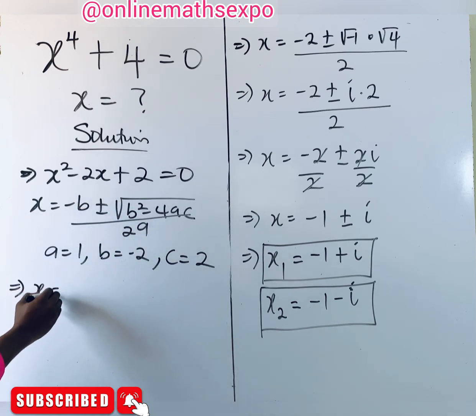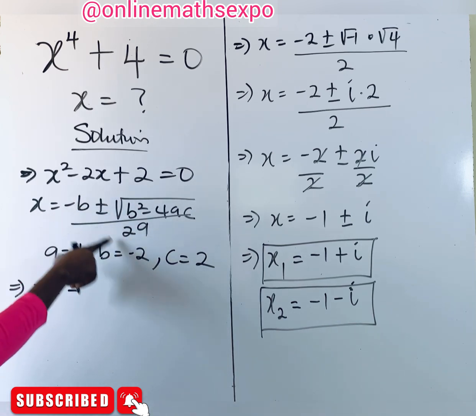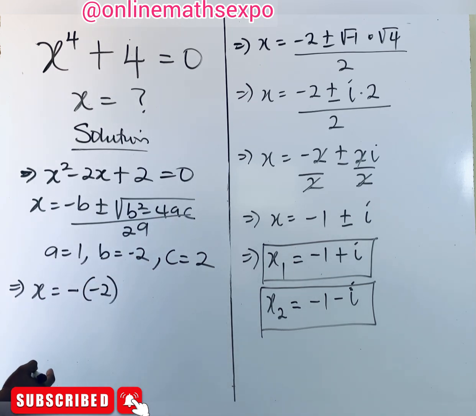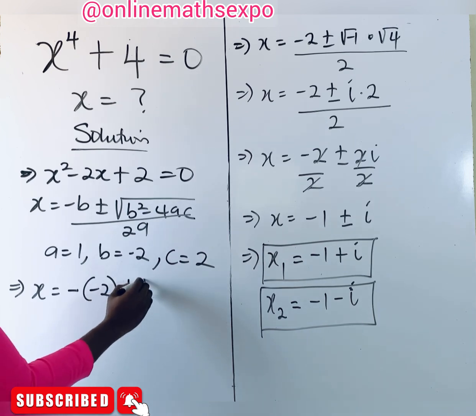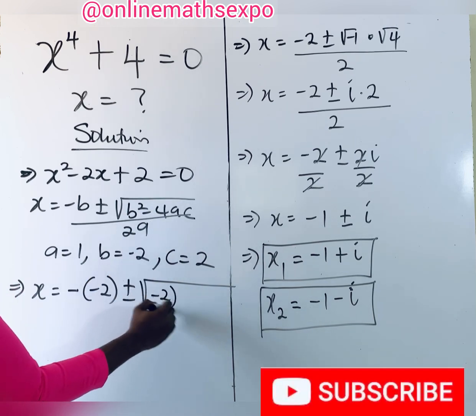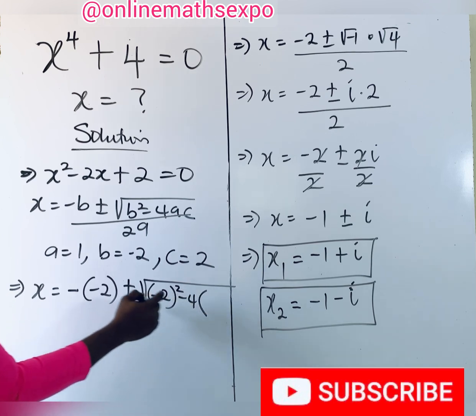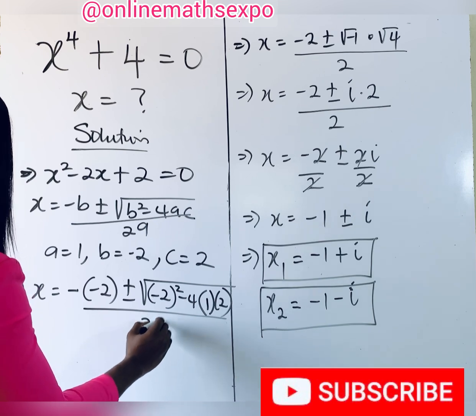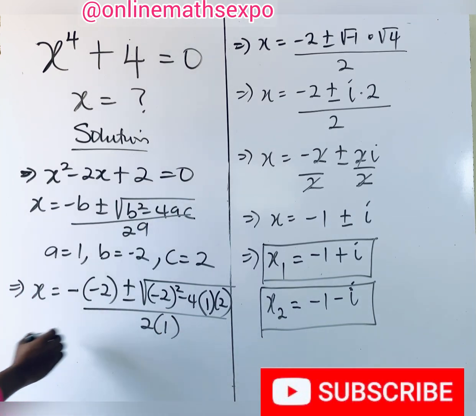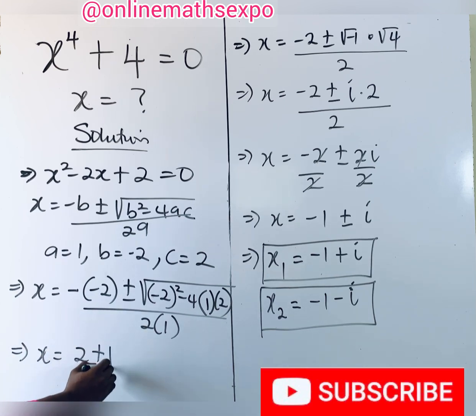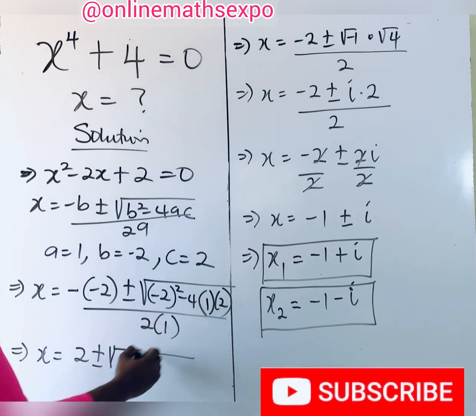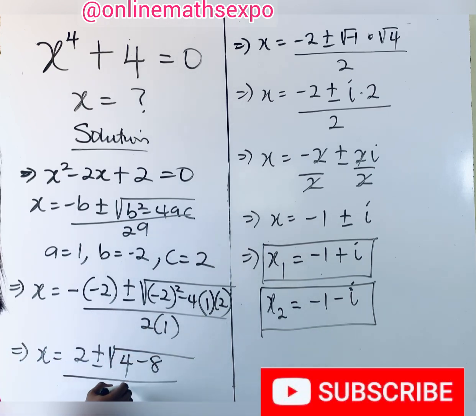We have x is equal to negative of this negative 2. Please be careful at this point. Then plus or minus square root of negative 2 squared minus 4, our a is 1 multiplied by 2, all divided by 2 multiplied by 1. So x is positive 2 plus or minus square root of, negative 2 squared is 4, and this will give us negative 8, divided by 2.